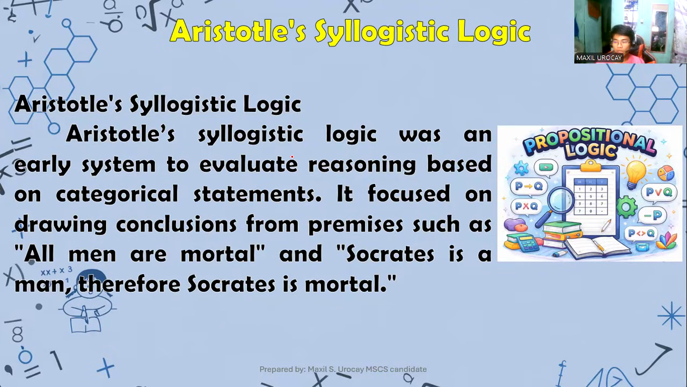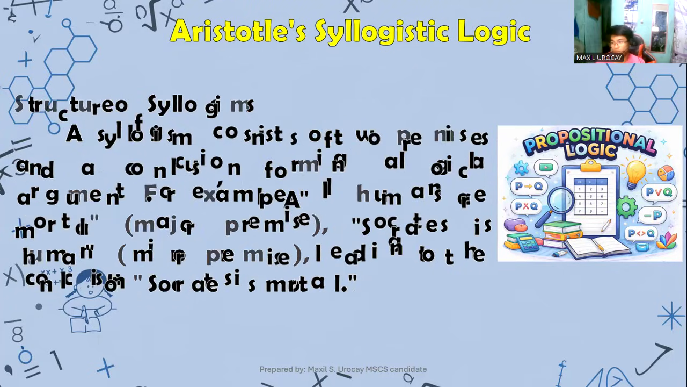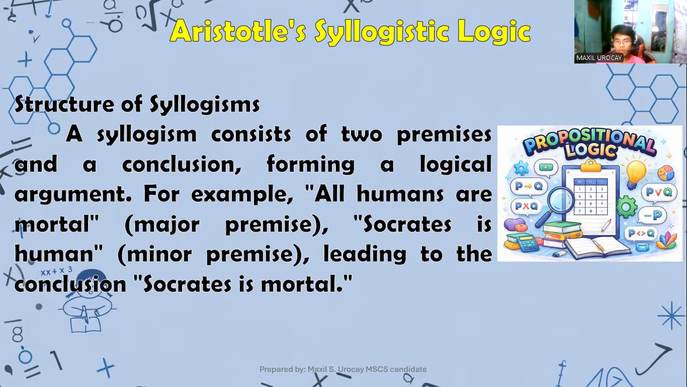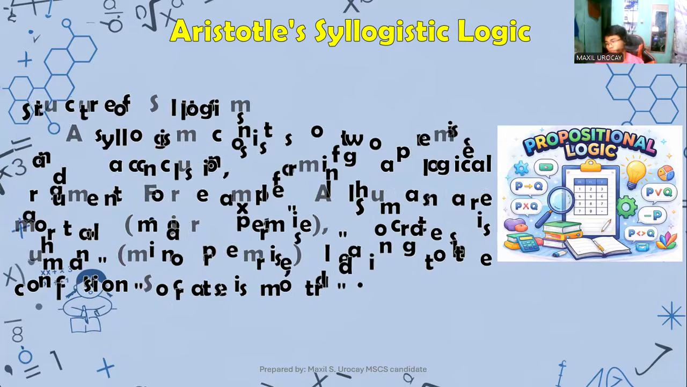Therefore, the conclusion that we can derive from there is that Socrates is mortal. Okay, that's how it worked for syllogistic logic. The structure of a syllogism: a syllogism consists of two premises and a conclusion, forming a logical argument. For example, all humans are mortal, that is the major premise, and Socrates is human, that is the minor premise, leading to the conclusion that Socrates is mortal.